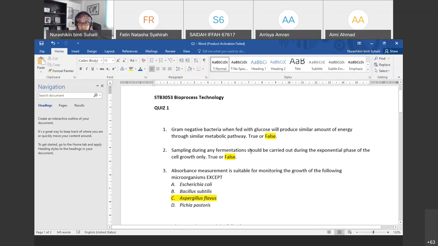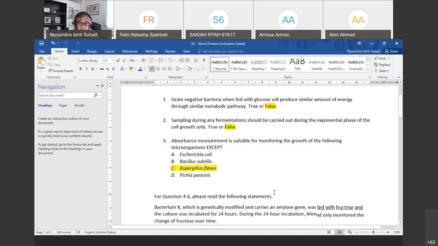Sampling during any fermentations should be carried out during the exponential phase of the cell growth only. The answer is false because it should be carried out throughout all the phases. In order for you to get the growth curve with the lag phase, log phase, stationary phase, death phase, you are actually taking the samples and you analyze the samples, like measurement of the absorbance. So you have to sample throughout the entire period of fermentation, which is the whole phases, not just during the exponential phase. Sampling is for you to analyze the growth in order for you to know whether or not your cells are growing, whether or not it follows the typical cell growth profile. Okay.